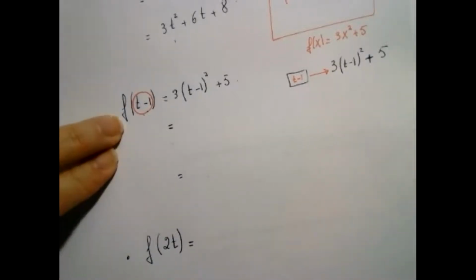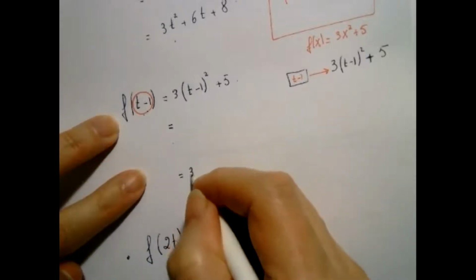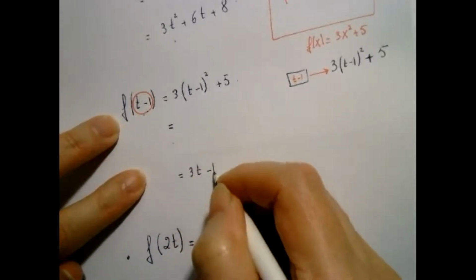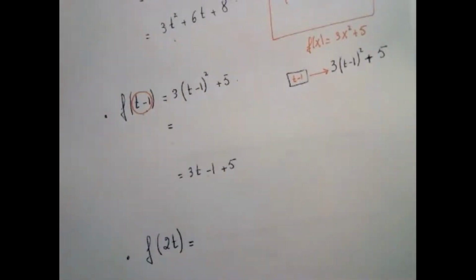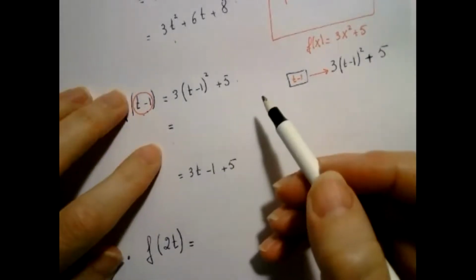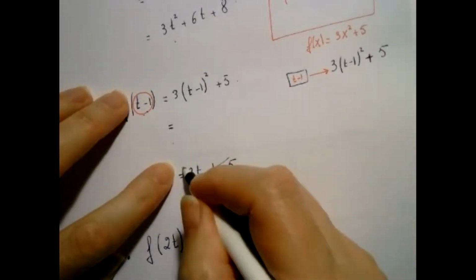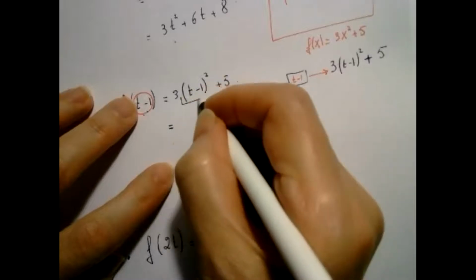Are you guys done with f of t minus 1? Can anybody share their answer with me? The student who was working with me, did you get it? Okay, so wouldn't it just be 3 times t minus 1 plus 5? On what basis? Well, then you'd simplify it to 3t plus 4. No, why? You have to square first.